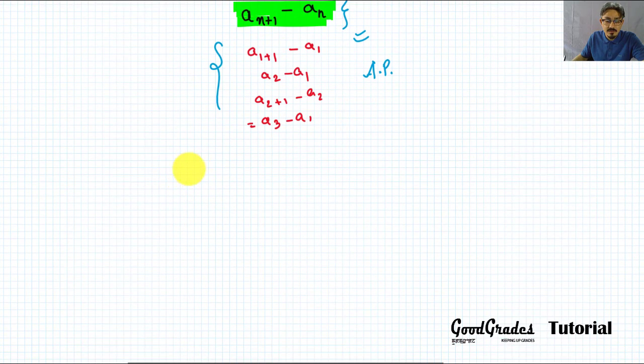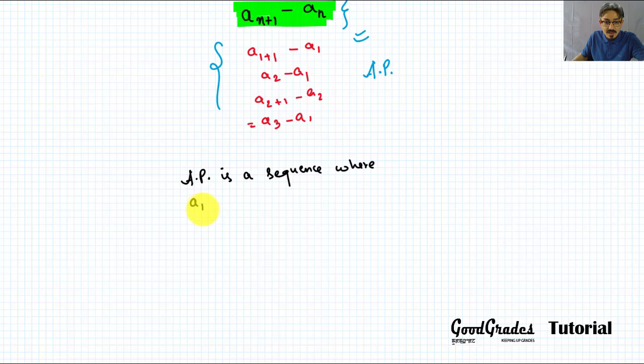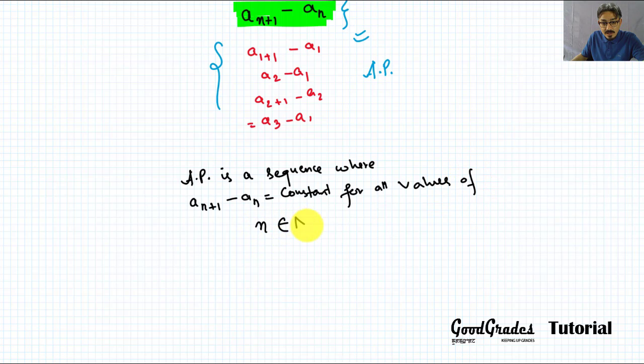An arithmetic progression is a sequence where an plus 1 minus an is constant for all values of n belonging to the set of natural numbers. So this is the proper definition of arithmetic progression.